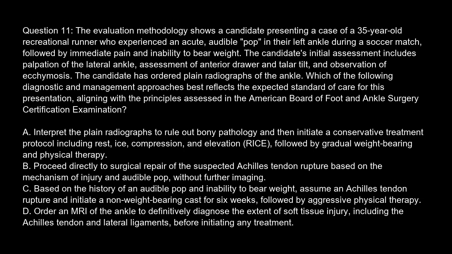Option A. Interpret the plain radiographs to rule out bony pathology, and then initiate a conservative treatment protocol including rest, ice, compression, and elevation, RICE, followed by gradual weight-bearing and physical therapy. Option B. Proceed directly to surgical repair of the suspected Achilles tendon rupture based on the mechanism of injury and audible pop, without further imaging. Option C. Based on the history of an audible pop and inability to bear weight, assume an Achilles tendon rupture and initiate a non-weight-bearing cast for 6 weeks, followed by aggressive physical therapy. Option D. Order an MRI of the ankle to definitively diagnose the extent of soft tissue injury, including the Achilles tendon and lateral ligaments, before initiating any treatment.